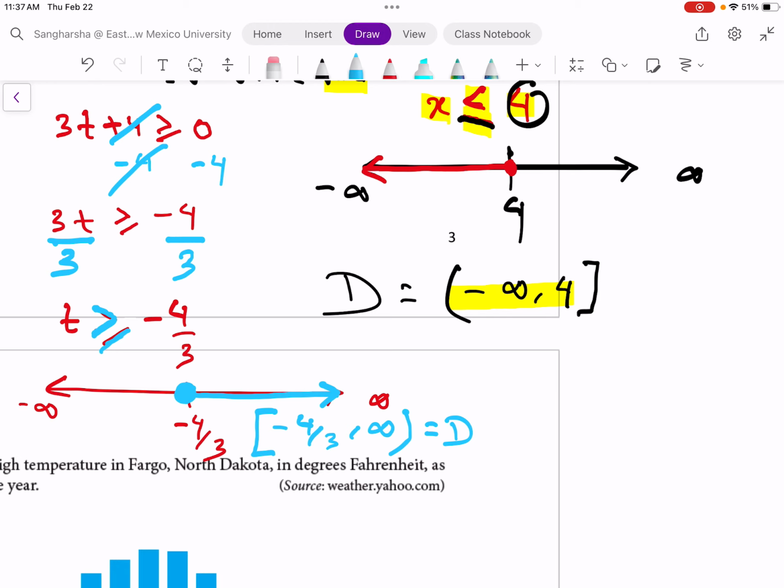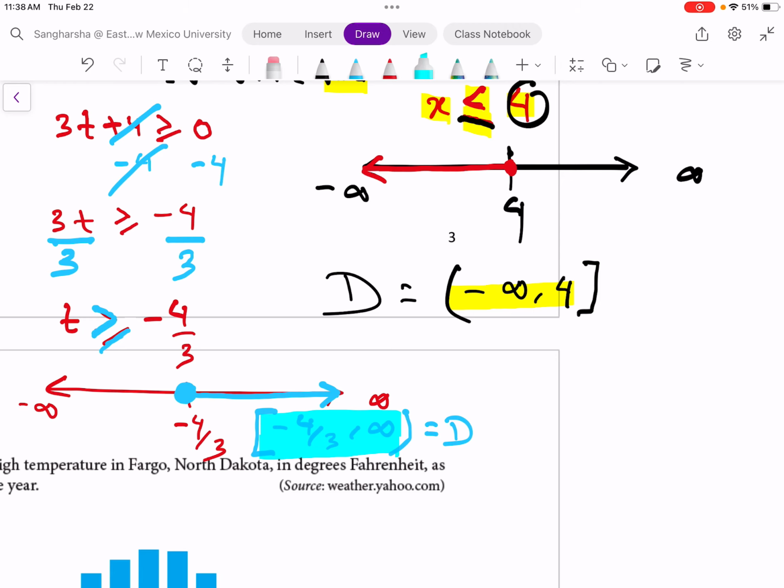Now from here, can you tell me, is negative 5 a domain for this function? And what is the reason? Negative 5 does not belong to this set. This is the set of the domain, and we don't find negative 5 in this set. It means negative 5 is not a domain. What about 100? Is 100 a domain for this function? Yes.